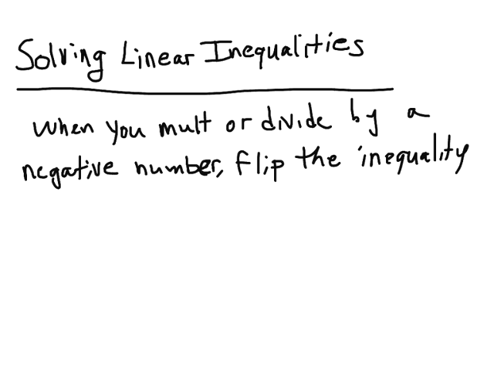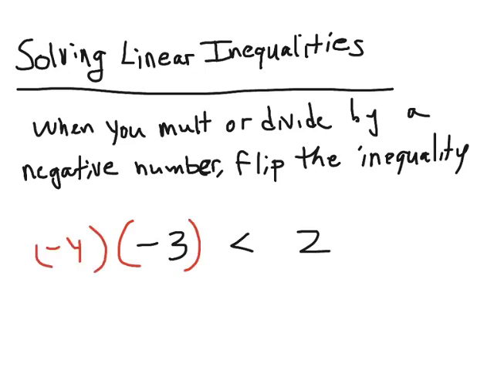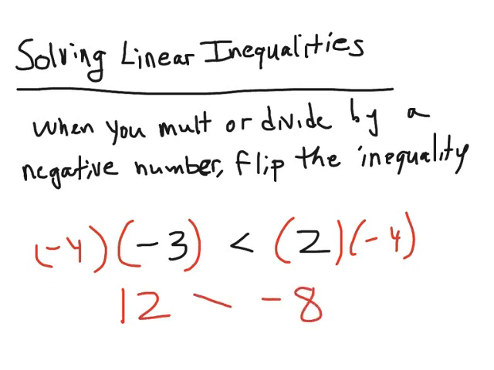I've had many times where students have asked me, why do you do that? Well, it's pretty easy to show. I think you would agree that negative 3 is less than 2. But look at what happens when I multiply both sides by negative 4. On the left, I have negative 4 times negative 3, that's 12. On the right, I've got 2 times negative 4, that's negative 8. Clearly, the inequality now has to go the other way. 12 is greater than negative 8.